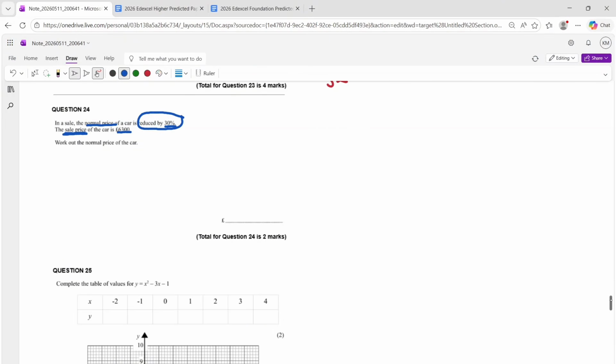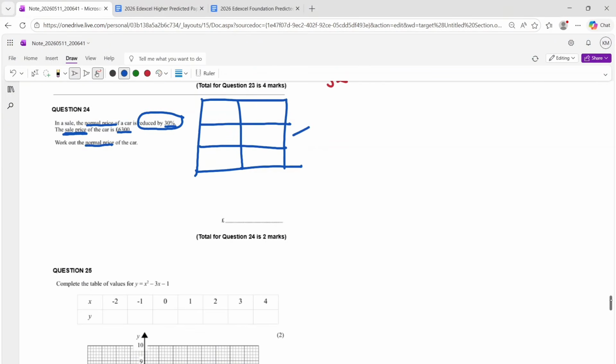It tells me that here. I've got to work out the normal price. So if you see normal or original, that tells you it's a reverse percentage. So I like to draw mine in a box like this, and I'm going to split it into 3. It's like a 6-pack. What every lad wishes they could have in the summer, I'm sure.